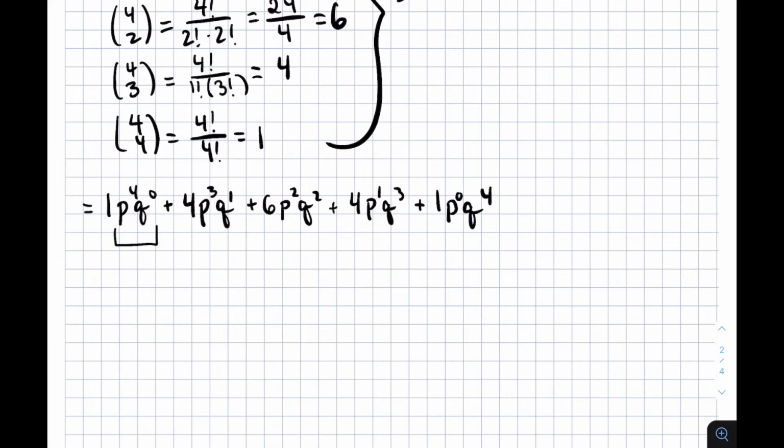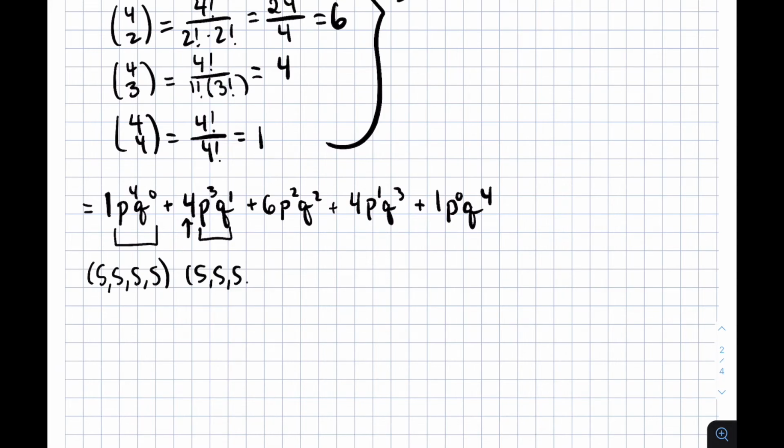So right here, we have p to the 4, which means 4 of the trials were a success. And the coefficient right here is 1. So that tells us there's only one way that all 4 trials can be a success, and that's like this. Now if we look at the next one, we have 3 successes and 1 failure. And there's 4 ways to do that.